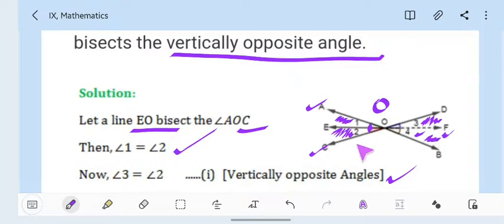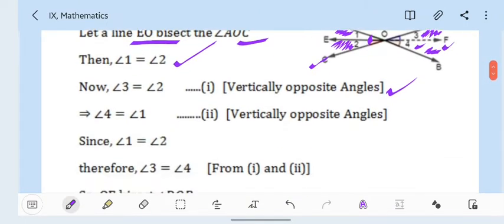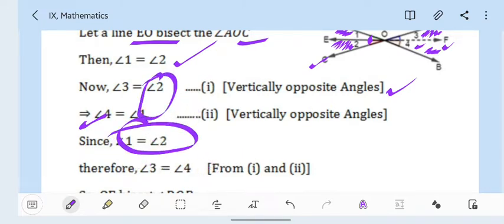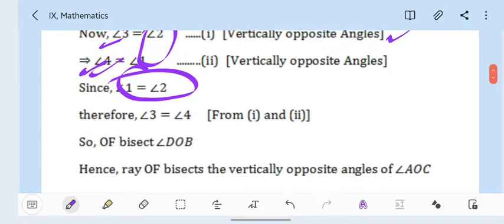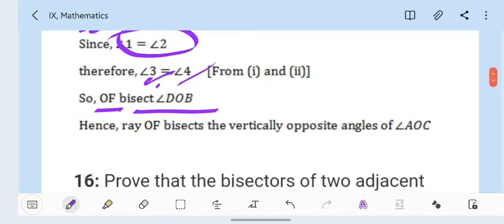Okay, now angle 1 is equal to angle 4, angle 2 is equal to angle 3. Taking these as two equations, when we equate them, what we get is angle 3 equals angle 4. And angle 4 is equal to angle 1, since angle 1 is equal to angle 2, so the right hand side is equal, so the left is also equal to each other. So angle 3 equals angle 4. That means OF bisects angle DOB. Hence, the proof is there.